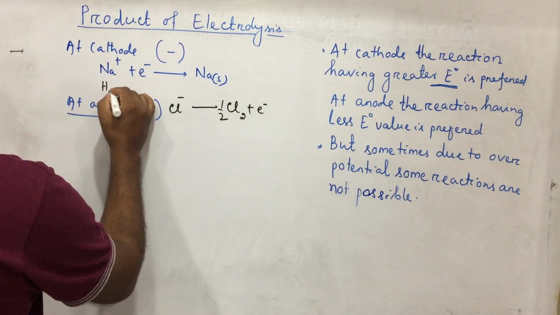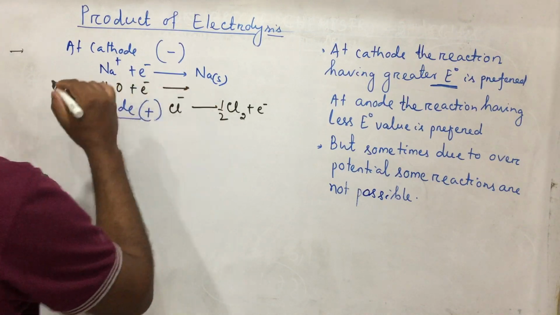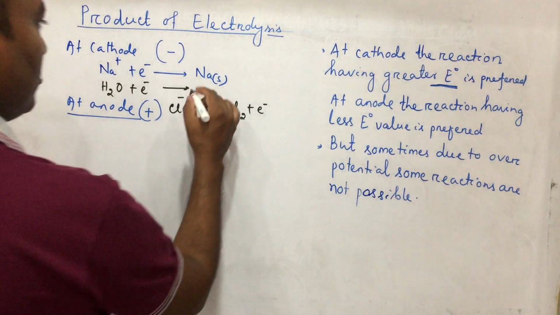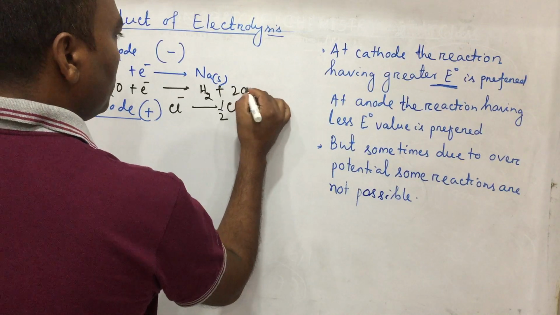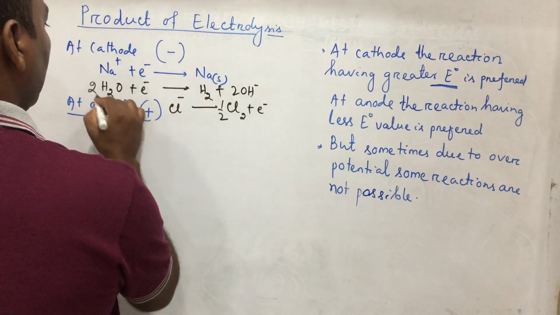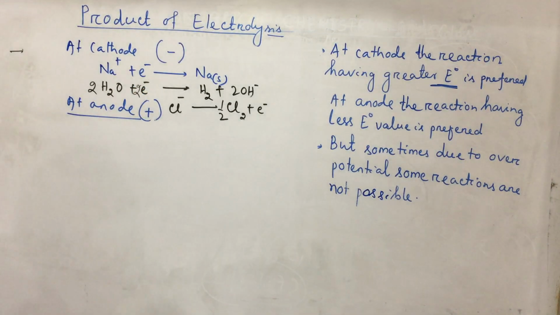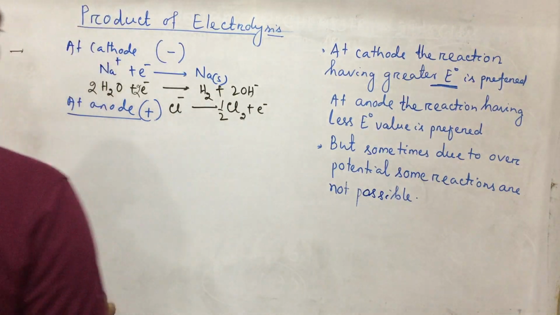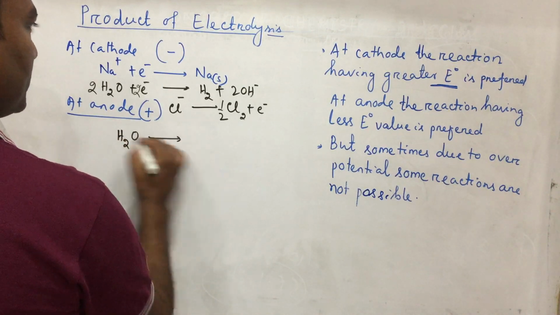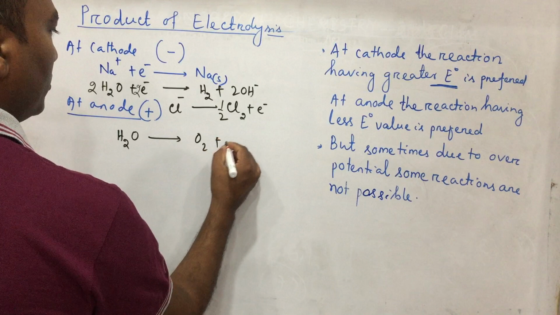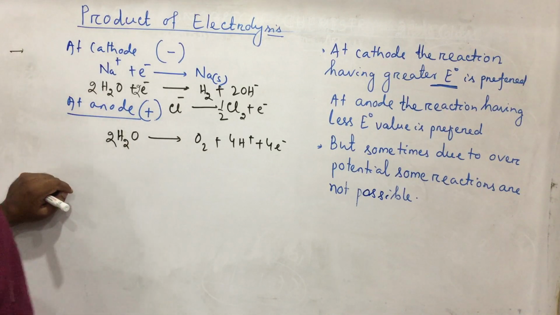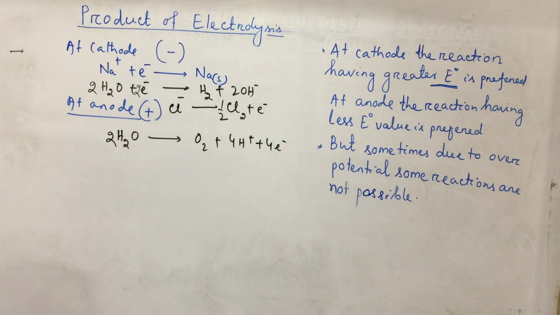Similarly, at cathode, suppose when water gains electrons, it will become H2 plus 2OH-. It gains how many electrons? 2 electrons, it gives rise to H2 plus 2OH-. Correct. Similarly, if water loses electrons at anode, it will become O2 plus 4H+ plus 4e-. Clear? So these are the two possible reactions.